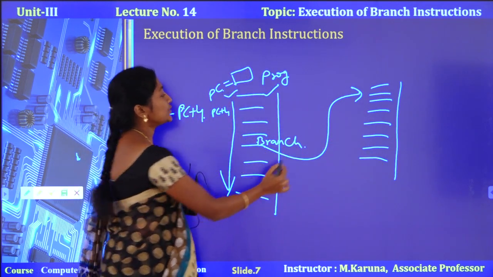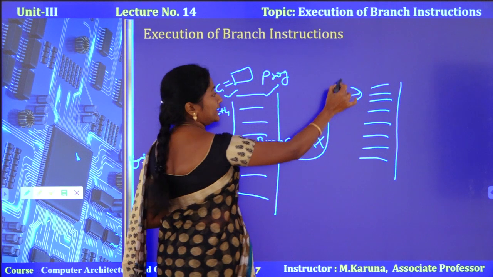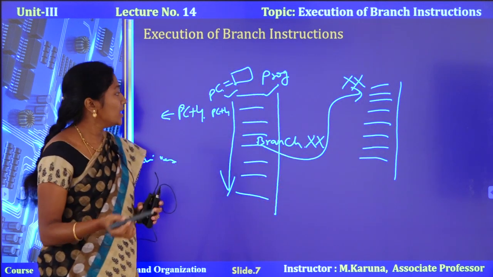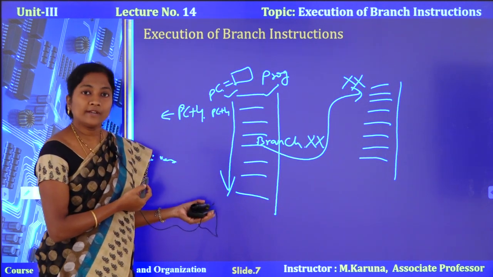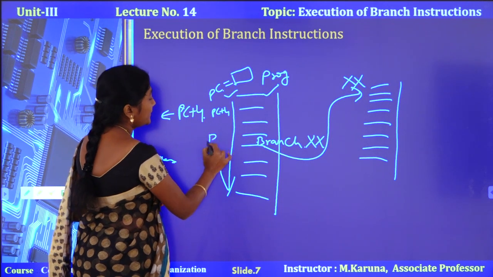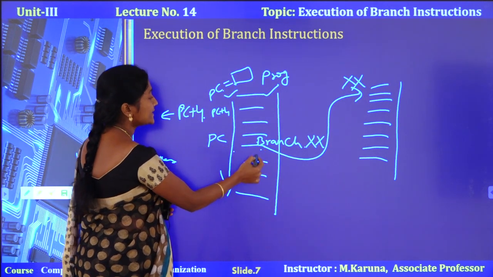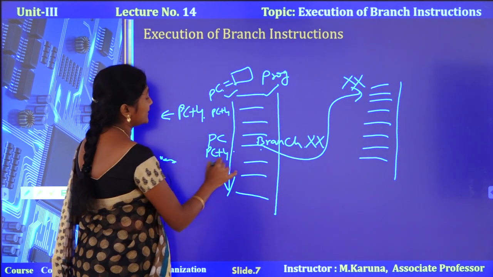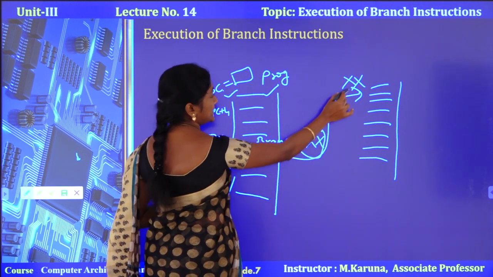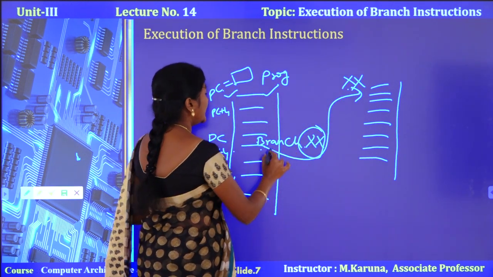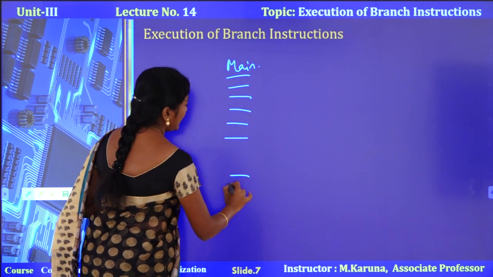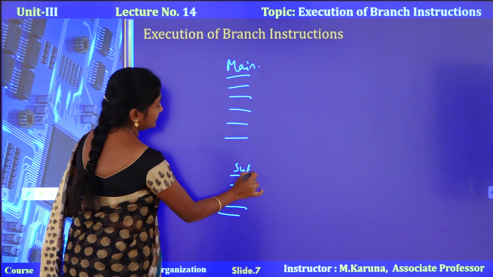So branch to specified location. At that location the sub program may reside. So likewise branch operation takes place. So here for example this is PC, the address of the next instruction of the branch is PC plus 4. So here this is known as target address. So for example this is main program and this is subprogram.